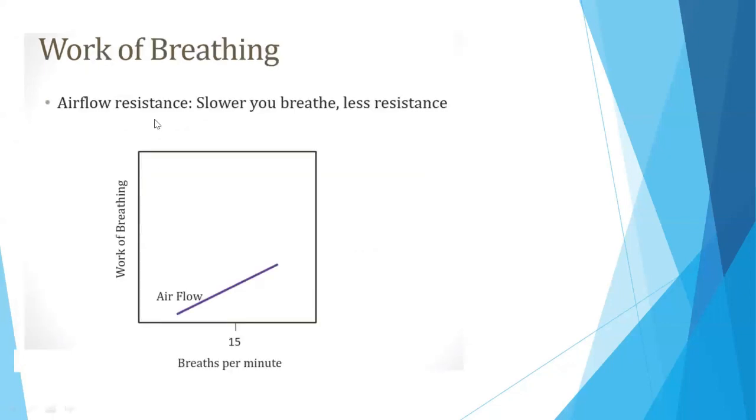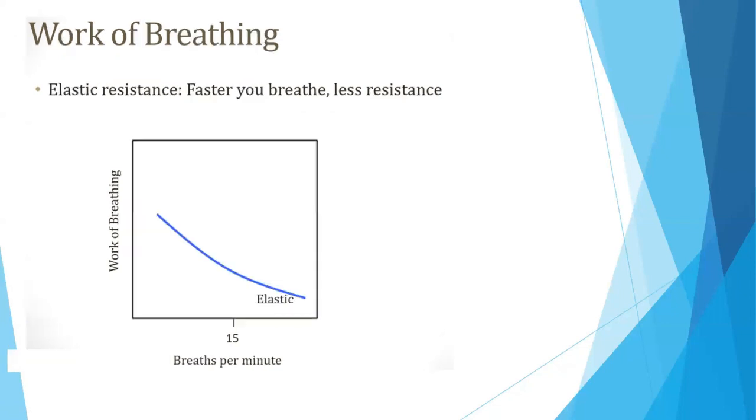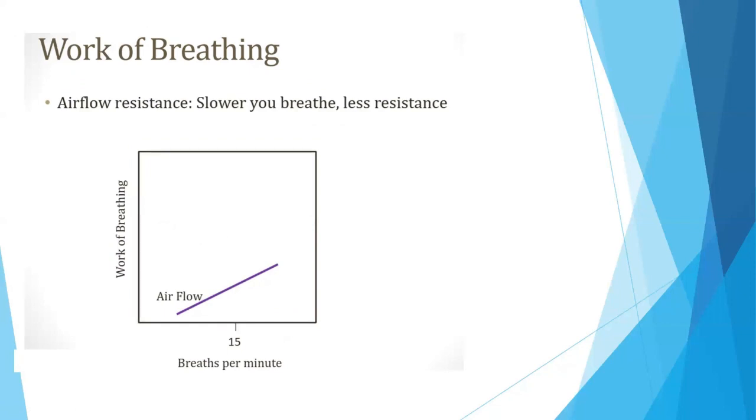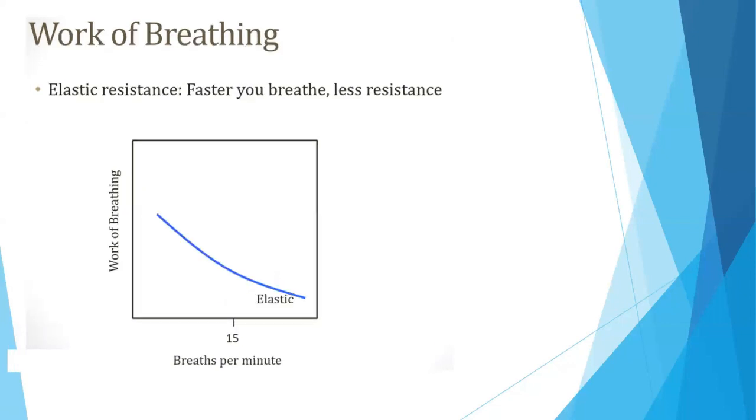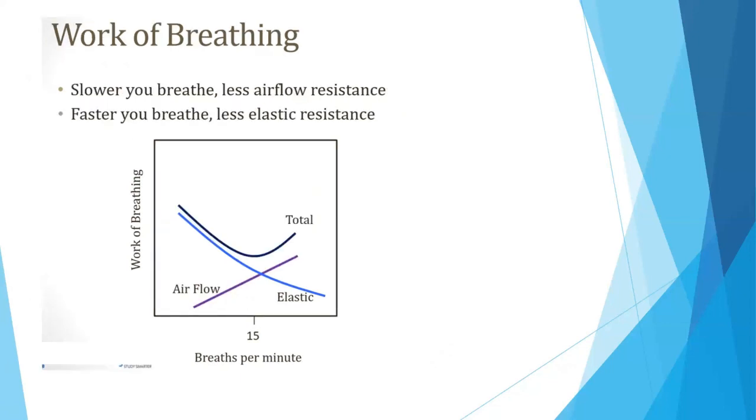So work of breathing. Whenever we talk about work of breathing, the first concept that we need to know is the airflow resistance. So airflow resistance means that whenever you breathe slower, there is less resistance. And if there is elastic resistance occurring, it means if you breathe faster, then there is less resistance, because if there is collapse of the bronchioles, and you breathe fast, you do not give the bronchioles time to collapse completely. So the slower you breathe, the less airflow resistance; the faster you breathe, the less elastic resistance.